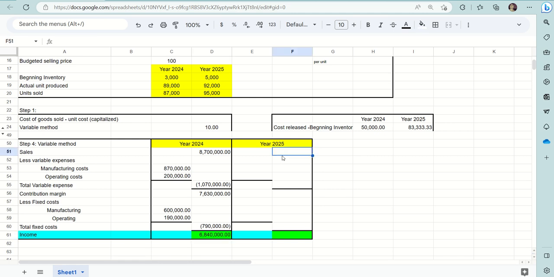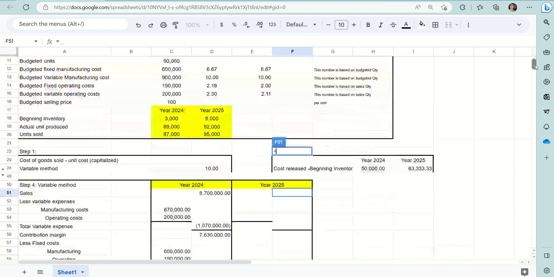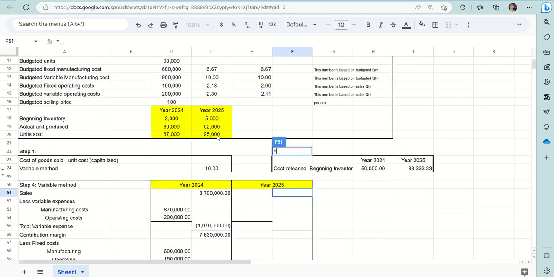6,840,000. We're going to move to year 2025. Very simple. We multiply units sold, 95,000, by the budgeted selling price right there. That is our sales figure. Now we're going to move to manufacturing costs. And how do you find out the manufacturing cost?